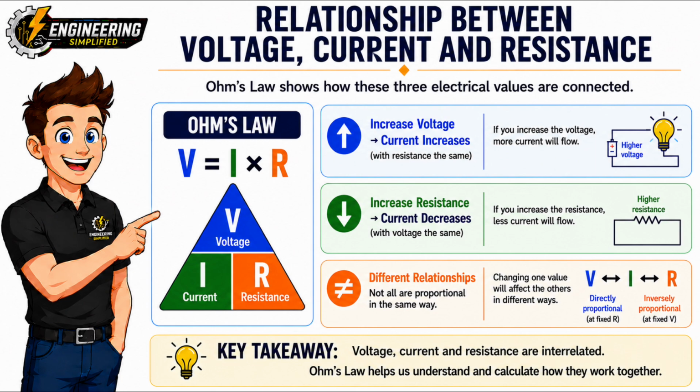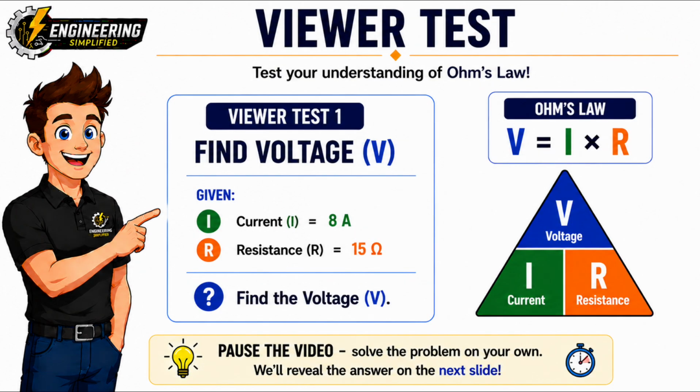Now it's your turn. Viewer test number 1. Find the voltage. The current is 8 amps and the resistance is 15 ohms. Pause the video now, use the Ohm's law triangle, and see if you can calculate the voltage yourself. Ready? Let's work it out together.